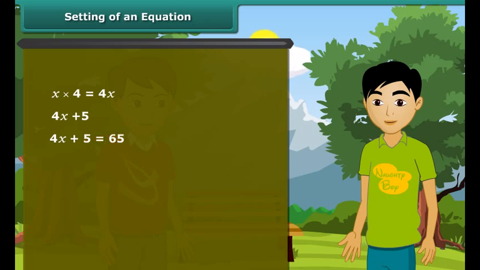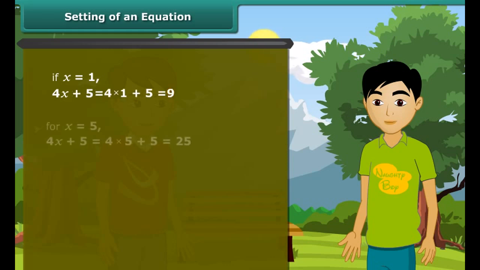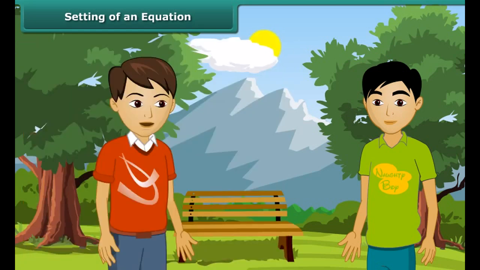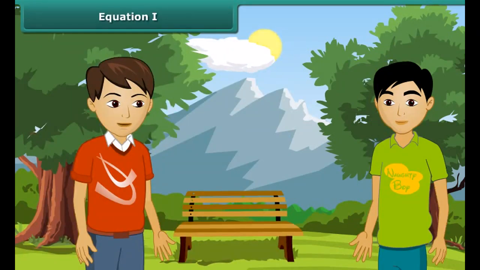Now to find the number, I put different values of x. If x is 1, we get the answer as 9. If x is 5, we get the answer as 25. Similarly, for x equal to 15, we get the answer 65. This is so simple. Can you explain what an equation is?